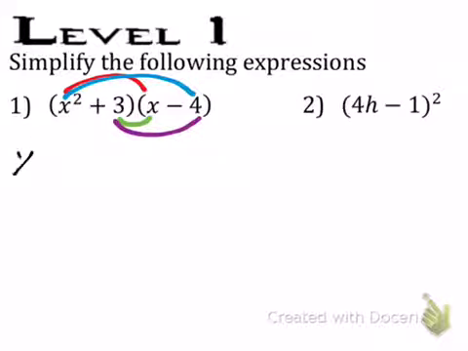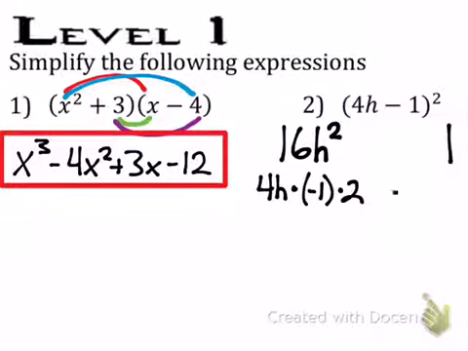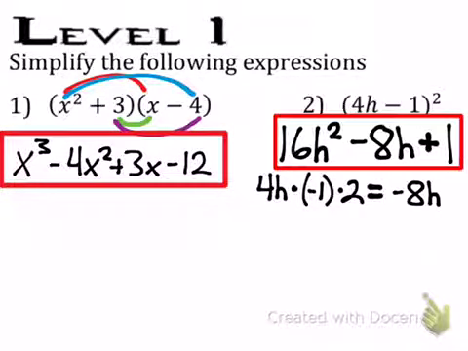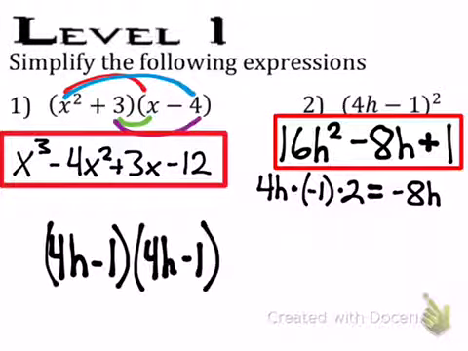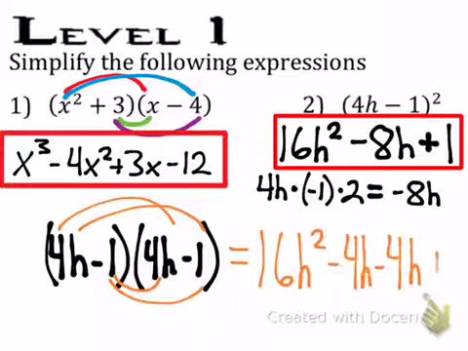So number one, you have to FOIL. That's the polynomial you get. There are no like terms. That's your final answer. And number two, you can square 4h and get 16h squared, and you can square -1 and get +1, and then you can multiply the two terms, 4h and -1, and then double it to get your -h. So that's the answer to number two. You could also just factor it, or you could FOIL it together if you wanted to write it down twice, and you would wind up getting the same answer.